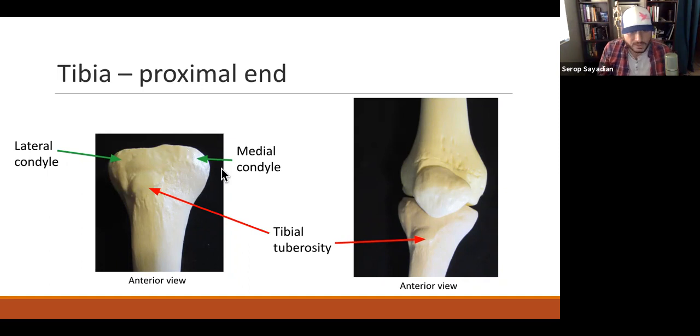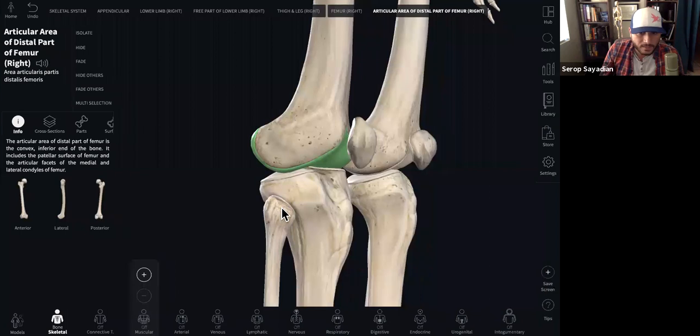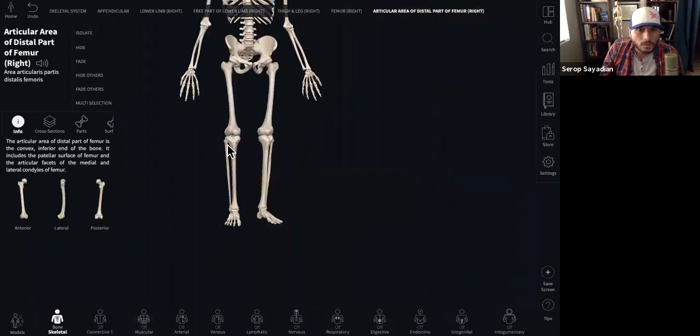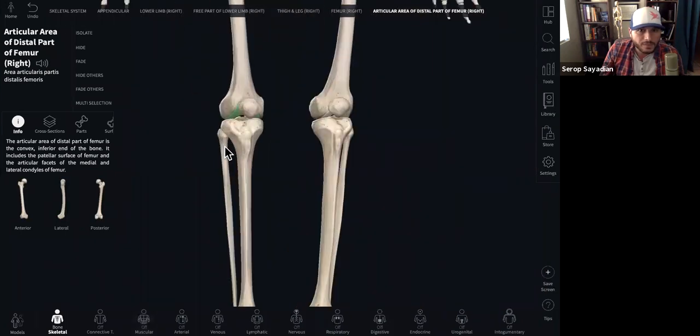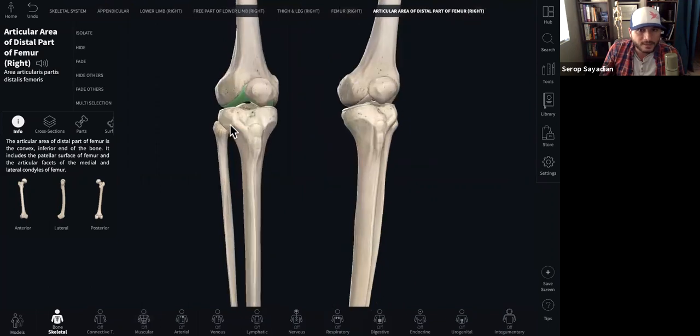Whereas the fibula, you'll see in a second, the fibula is the smaller bone in the low leg. The fibula is not holding any weight, okay? The tibia is holding all the weight of the femur, okay? And the tibia has medial and lateral condyles as well, okay?